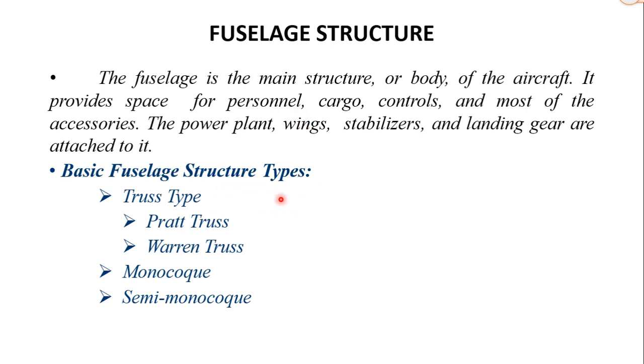Basic fuselage types. There are three types: truss type, monocoque, and semi-monocoque. Under truss type we have Pratt truss and Warren truss. So we will understand one by one what these different types of structures are.